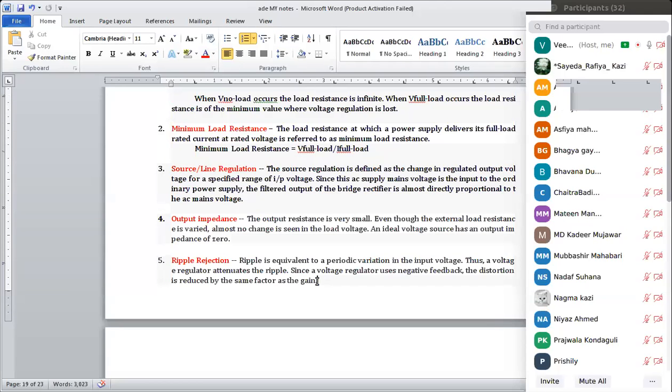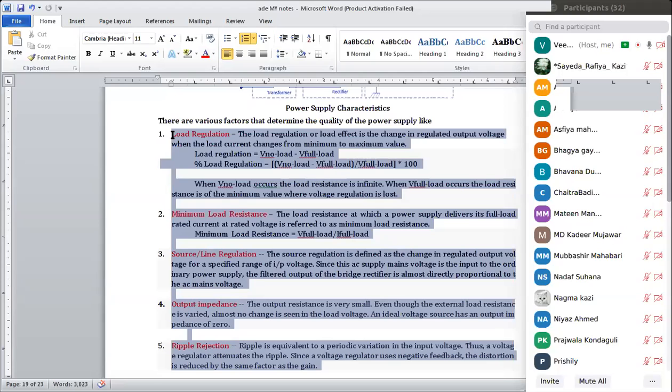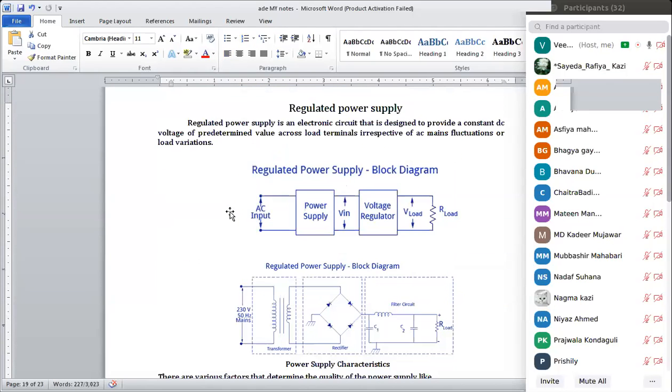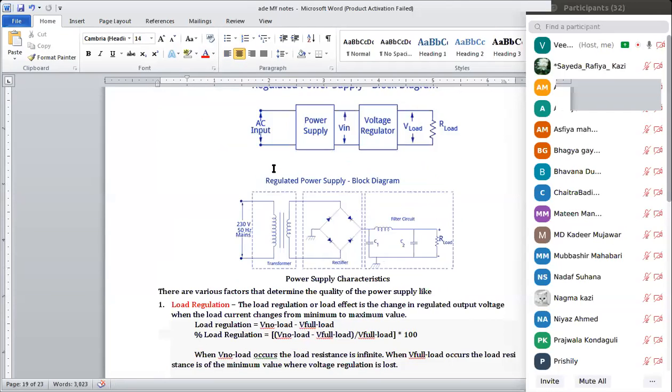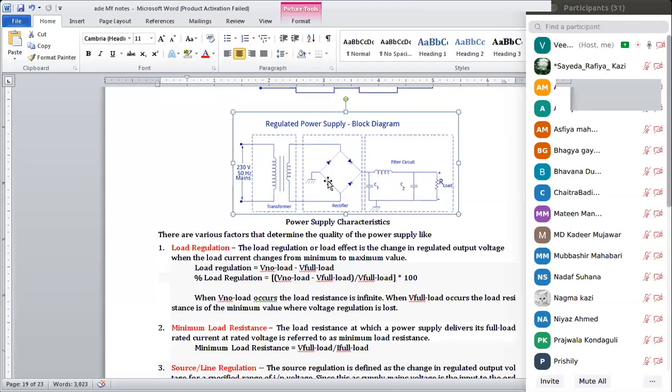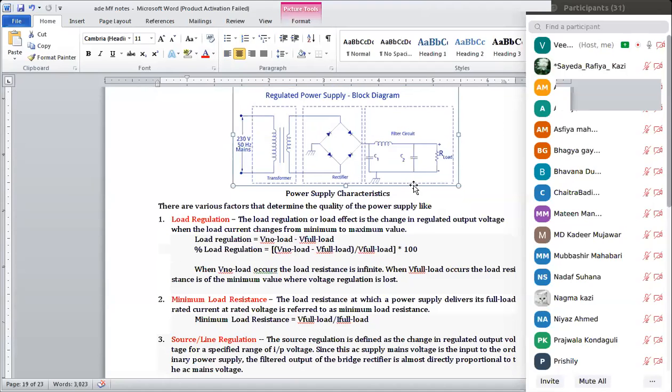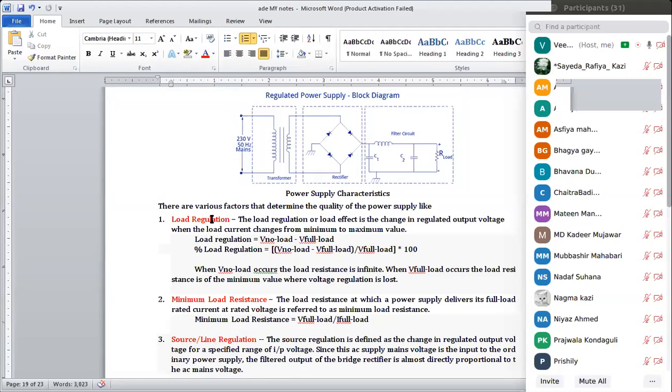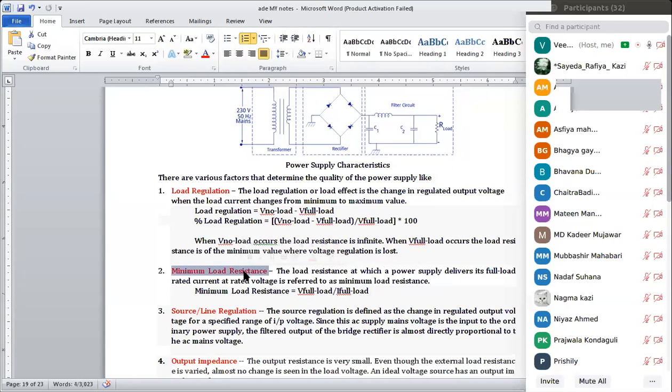These are a few simple characteristics of the regulated power supply. Simple it is: a transformer, a rectifier, a filter circuit. Load regulation is the change in the output voltage when the load current changes from minimum to maximum. And the minimum load resistance should be very small to get a higher output voltage, that is load voltage.